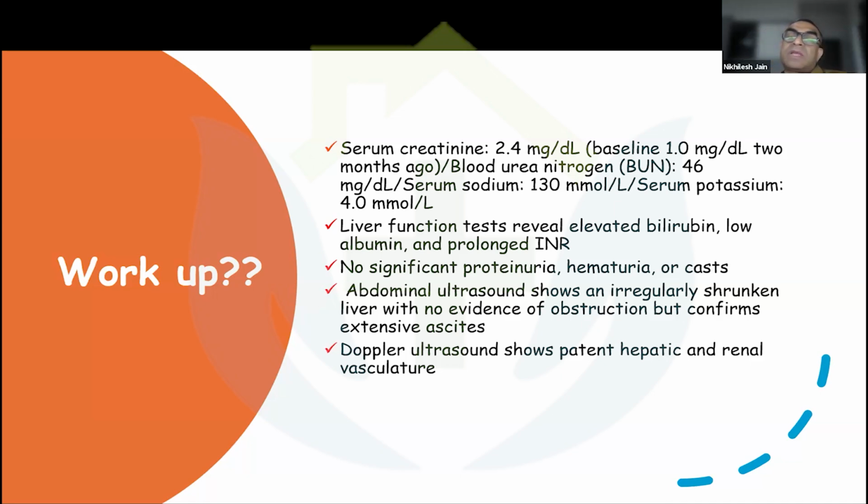LFTs were done, which reveal an elevated bilirubin, low albumin, and prolonged INR. There is no significant proteinuria, hematuria, or casts. Abdominal ultrasound will show an irregularly shrunken liver with no evidence of obstruction, but it will confirm that there is extensive ascites. You do a Doppler ultrasound, which will show patent hepatic and renal vasculature. Can anyone tell me what we would be thinking of with this case vignette? These are all related case vignettes.